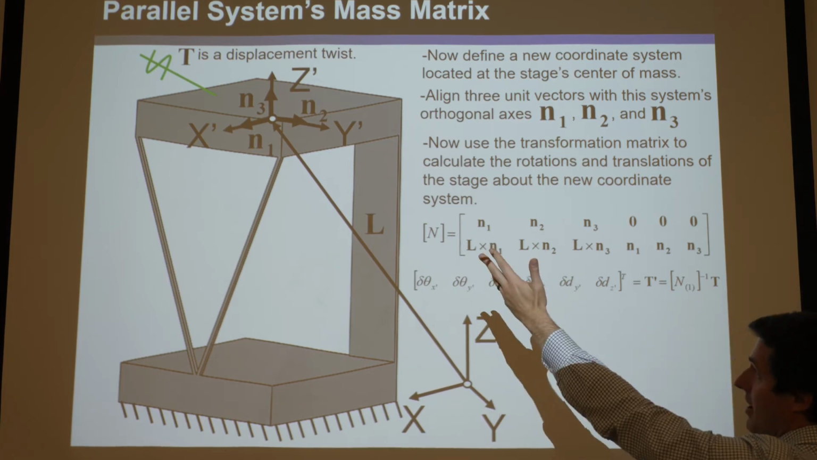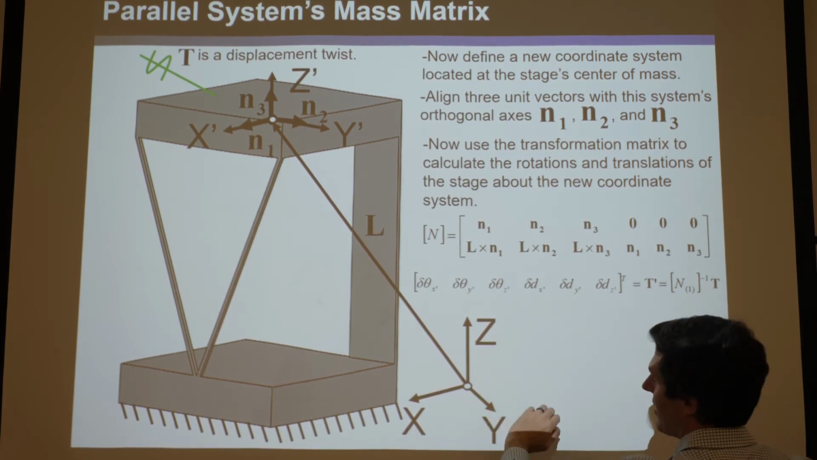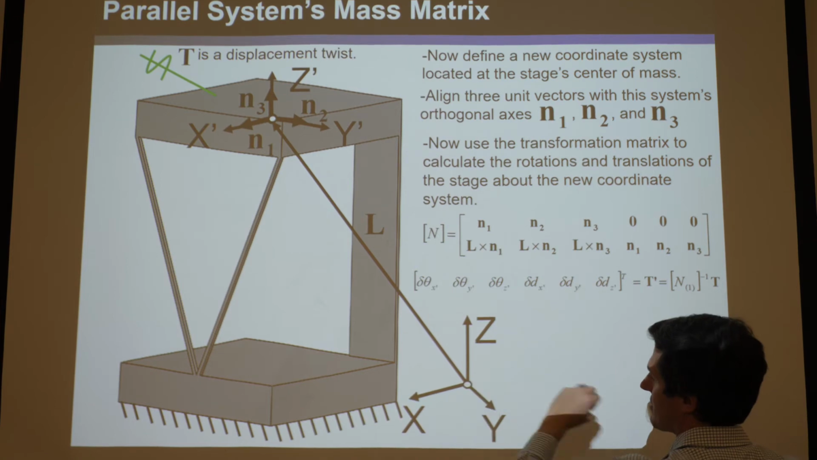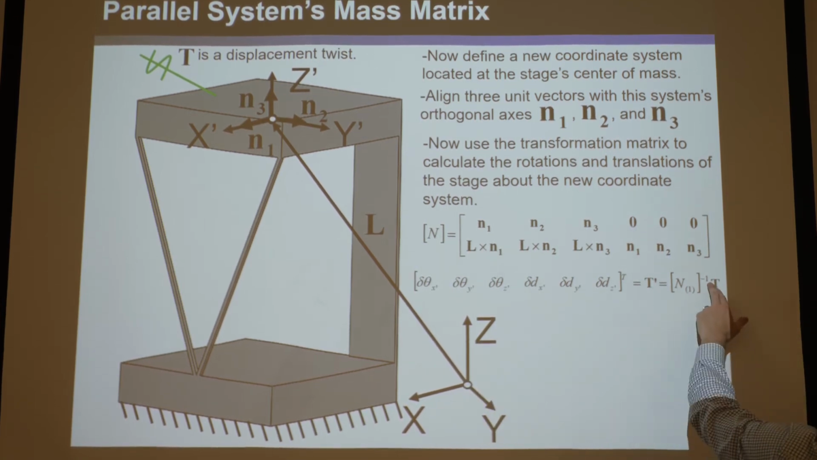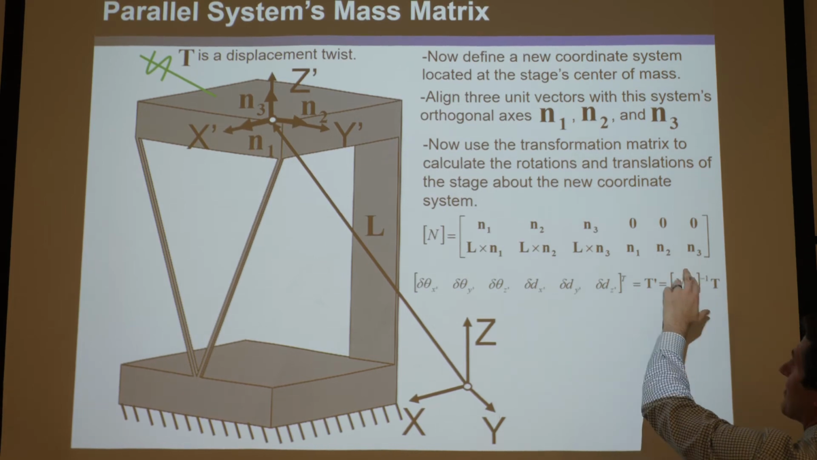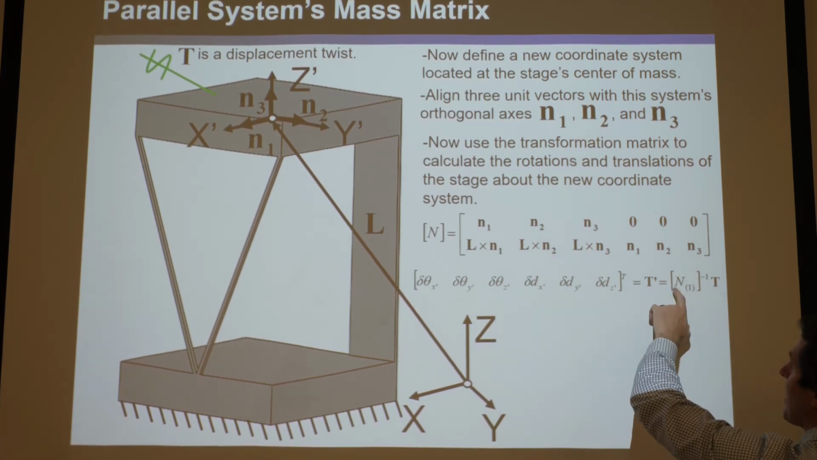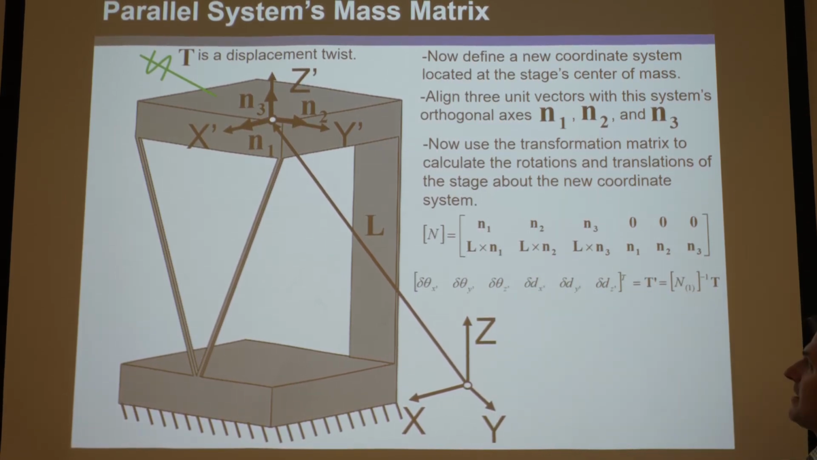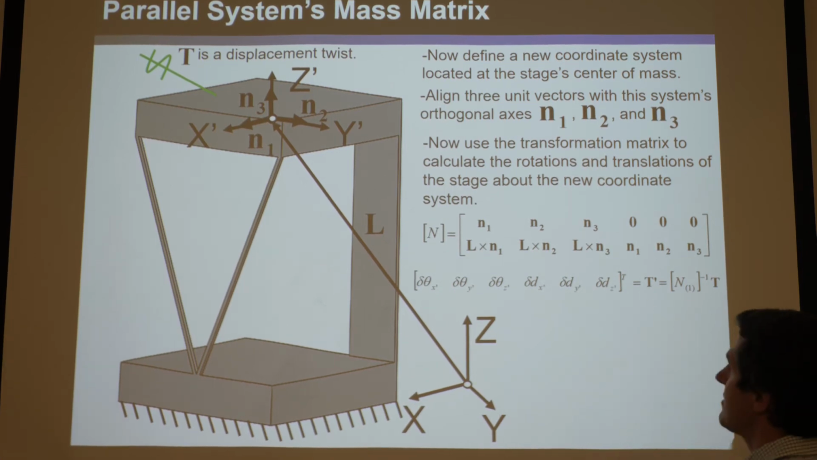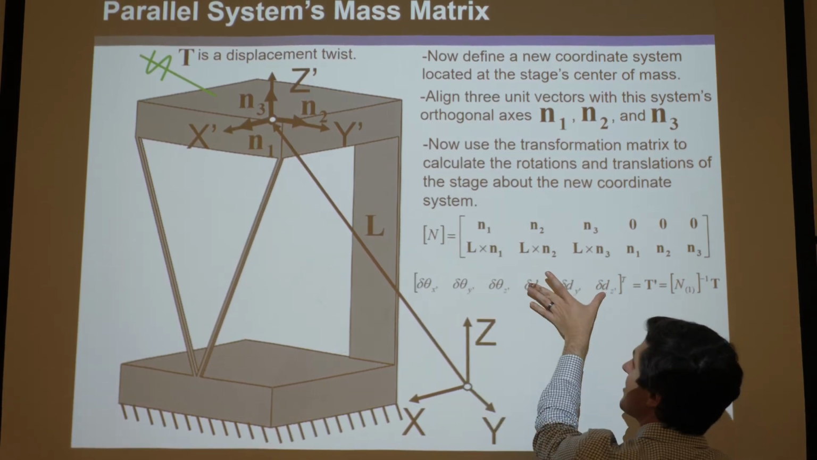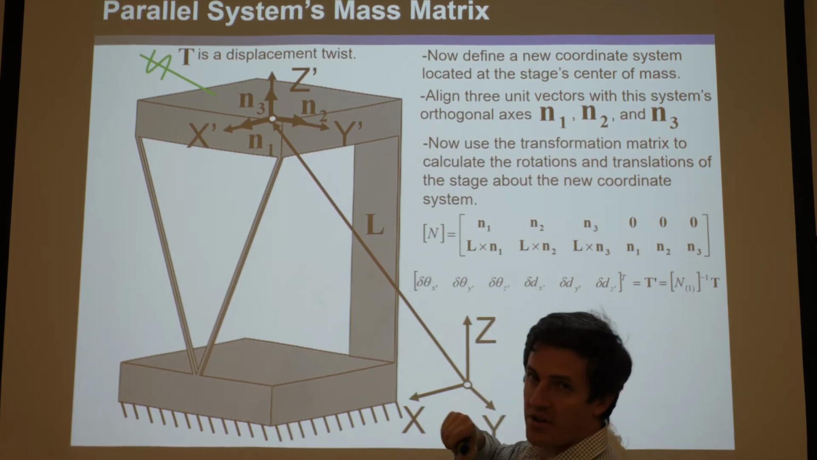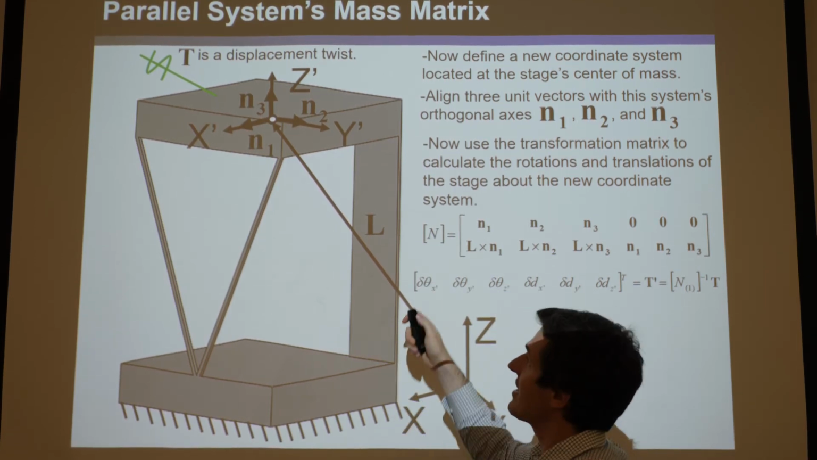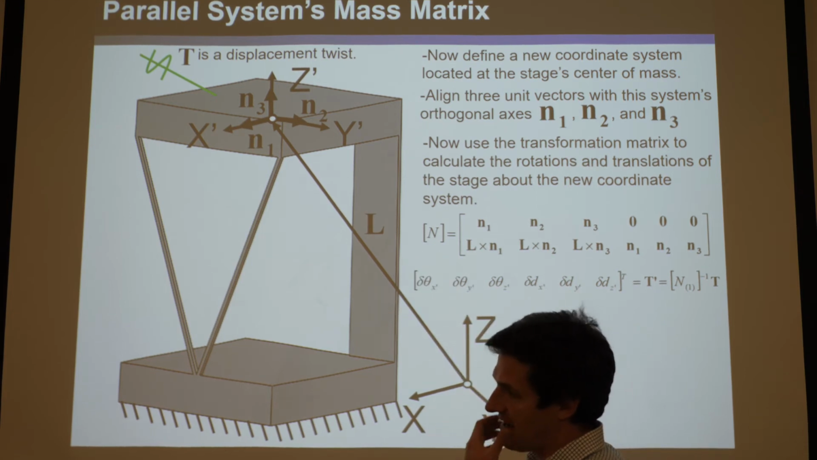Where the top three components are the three rotations at this point and the bottom three components are the three translations at this point with respect to that global coordinate system. If you had that and you multiply by the inverse of this for this L, N1, N2, and N3, then you would get the three rotations and the three translations of this stage with respect to this new local coordinate system centered at the center of mass and in the principal directions of the stage.